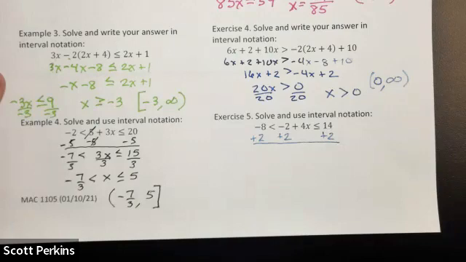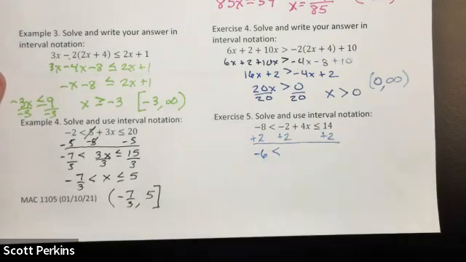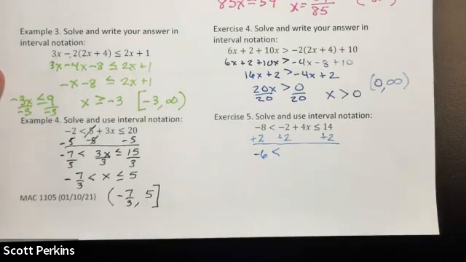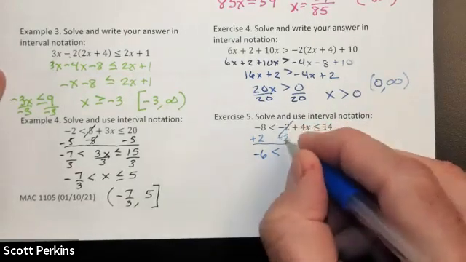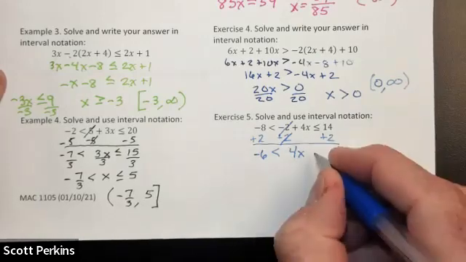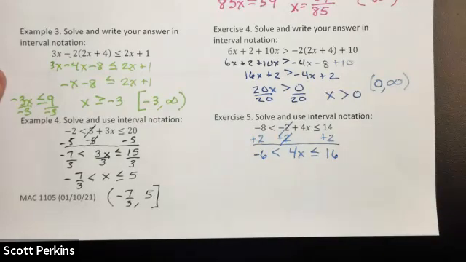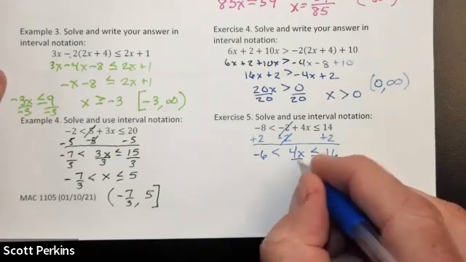And so when I do that, now what I have on the left is -6. Again, adding does not change my inequality signs, so I'm going to leave those alone. The -2 plus 2 in the center cancel, and I have 4x. And then on the other side, 14 plus 2 is 16. Everybody doing okay? Any questions? And then step number 2 is I'm going to divide by 4.